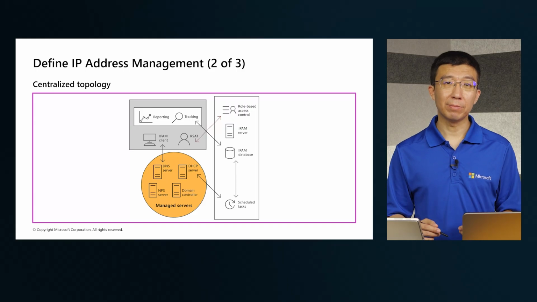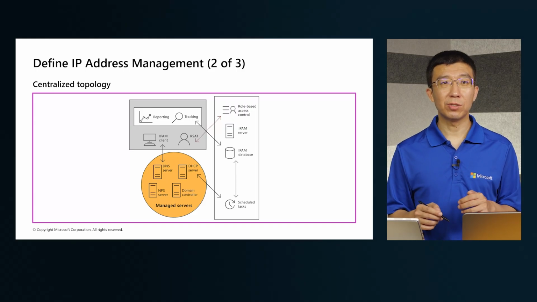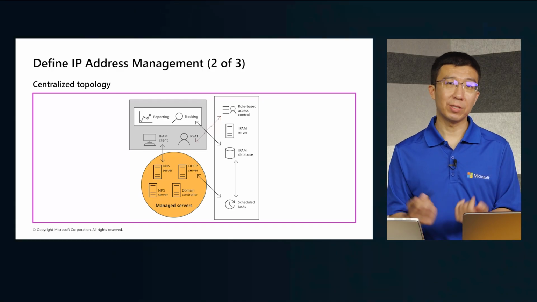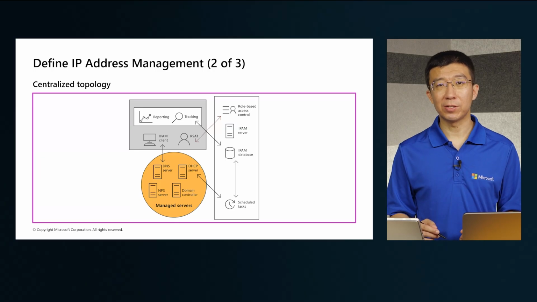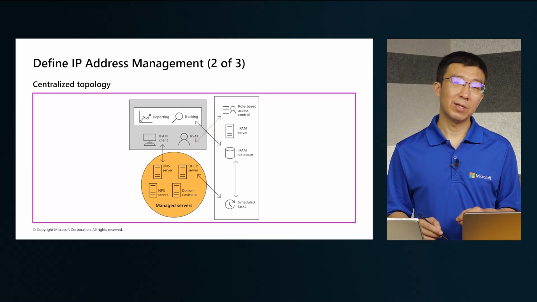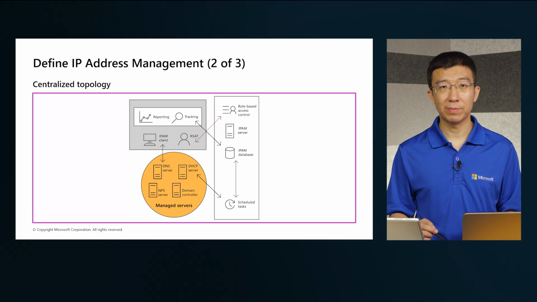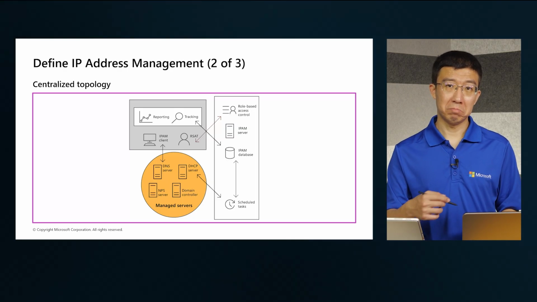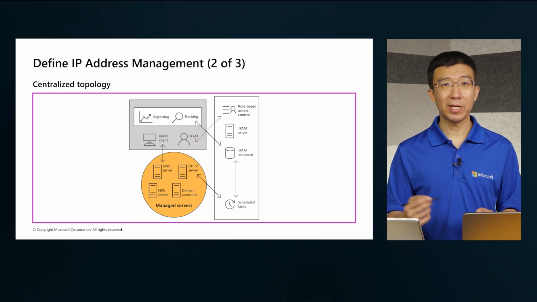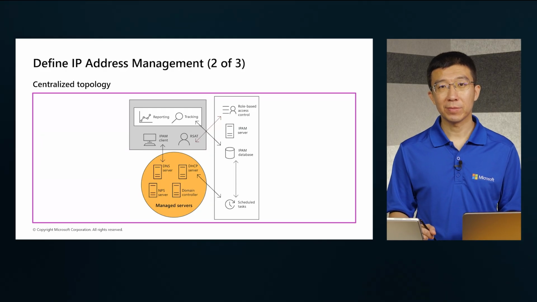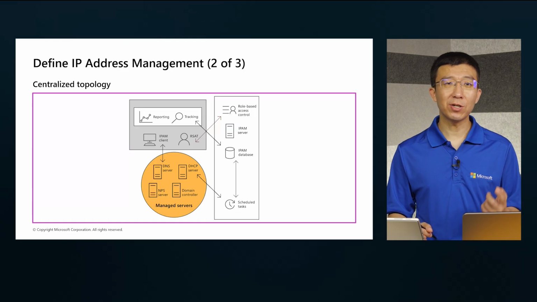When deploying IPAM, you need to choose a topology: centralized, distributed, or hybrid. In a centralized topology, a single IPAM server manages all DNS, DHCP, and domain controllers in the environment. The IPAM client, which can be the same server or a remote management workstation, connects to the IPAM server to perform reporting and tracking. This setup is ideal for organizations that want a single point of management.